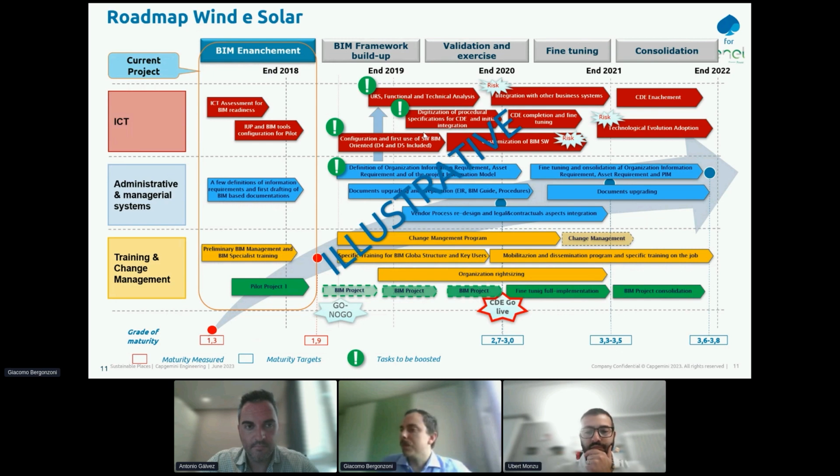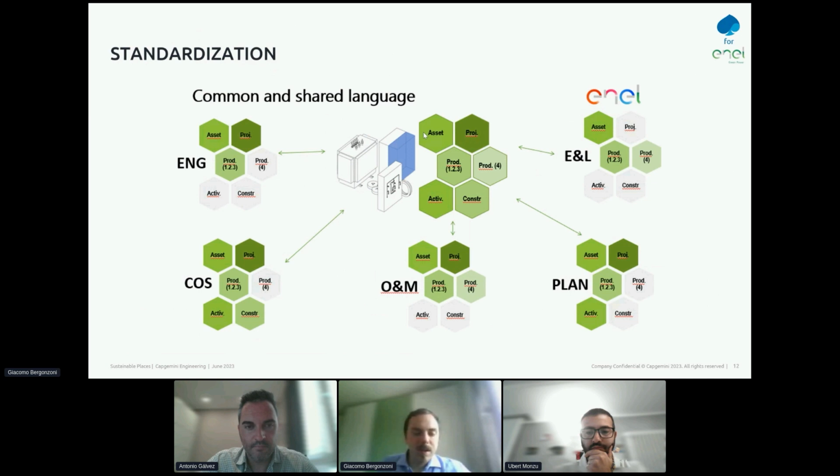And this was the first approach that was most wonderful. And then Enel decided to go in a more agile way to implement this methodology. And we are working in agile right now.